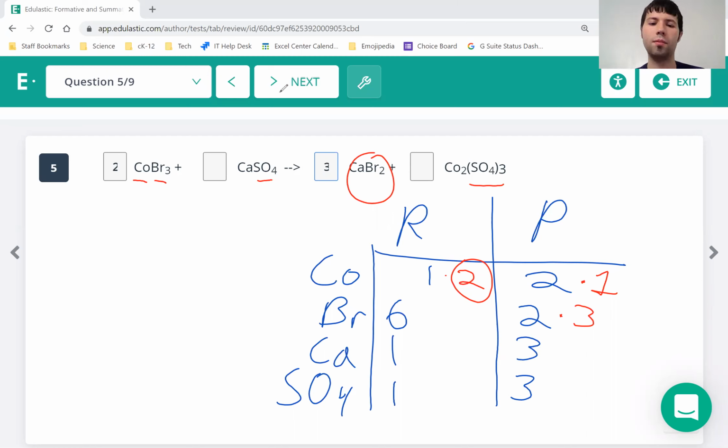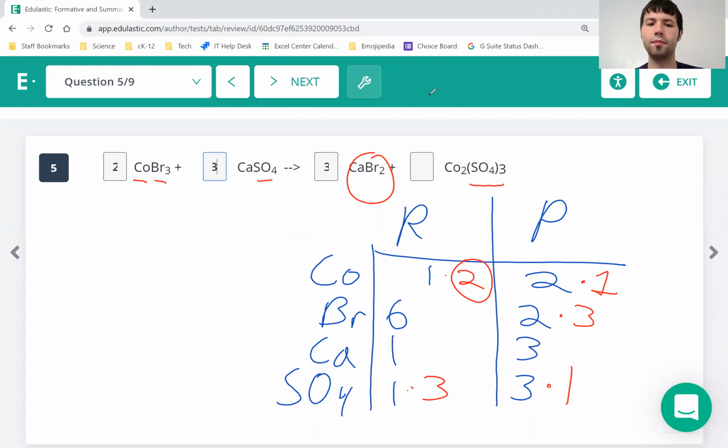Before I touch calcium, I'm going to try to see if I can balance that SO4. I have 3 SO4s on the right side, and the left side has 1. So I'm going to cross multiply. 1 times 3, 3 times 1. So I don't need to change the right side. I already have 3. Left side, I need 3 SO4s. So I'm just going to type in 3 right here.